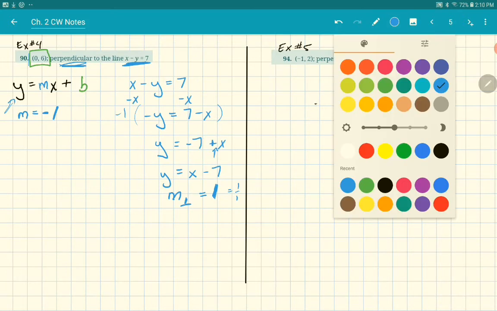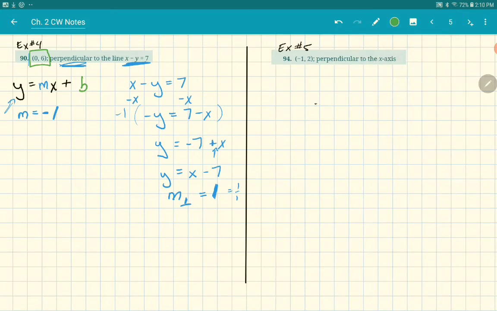Now to find b, I have a couple options. I have a point, so I can plug that point in for the y and the x, because I know this equation will be true for that point. But this point is special because it happens to have a 0 in the x spot, which means that already is my intercept. So on my graph, that point (0, 6) already is the y-intercept. So I already have b. b is that 6.